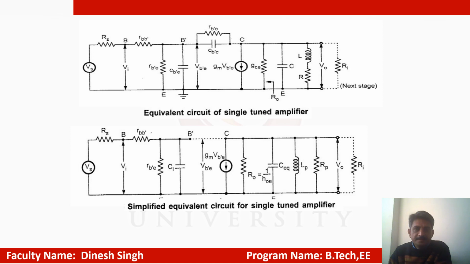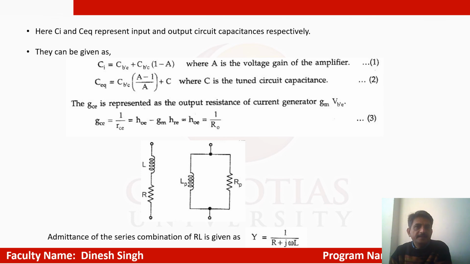Here, a somewhat simplified version of this particular tuned circuitry is shown, where R_O is 1 upon h_oe. This is C equivalent, and this is C_i. Here C_i and C equivalent represent input and output circuit capacitance respectively. They can be given as C_i is C_BE plus C_BC(1 minus A), where A is the voltage gain of the amplifier. C equivalent is C_BC (A minus 1) upon A plus C, where C is the tuned circuit capacitance.